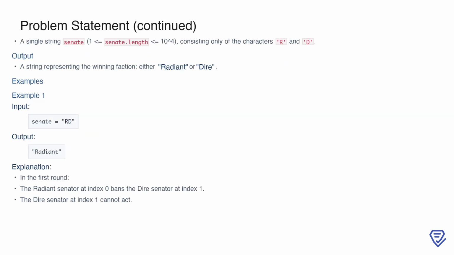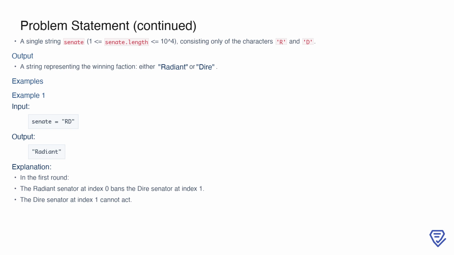The input to this problem is a single string, Senate, which has a length ranging from 1 to 10,000. This string consists solely of the characters R and D, representing the two factions. The output is a single string that indicates the winning faction, either Radiant or Dire.